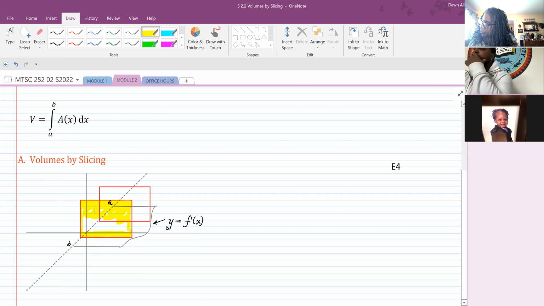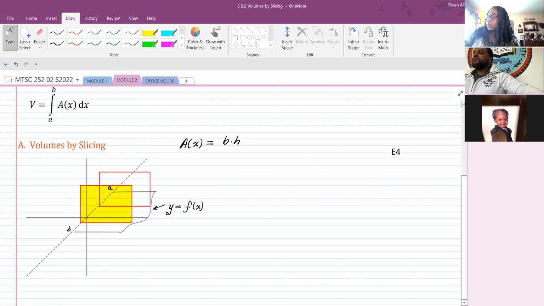As you can see, I can find the area of any one of these particular rectangles. So here's the rectangle. I need to find its area A of x. Well, it's a rectangle, so it's going to be its base times its height. Well, I already know just from how this picture is drawn what its base is.